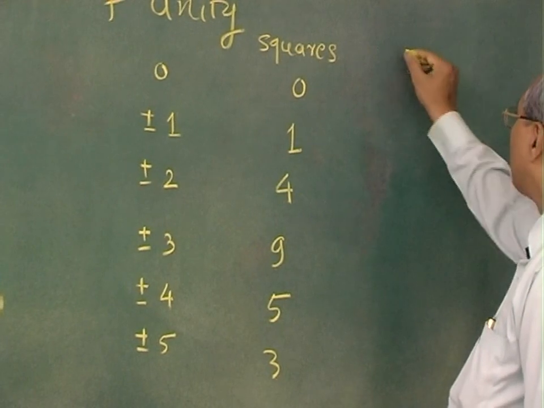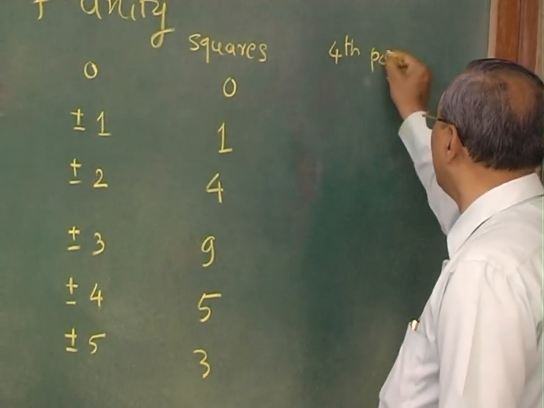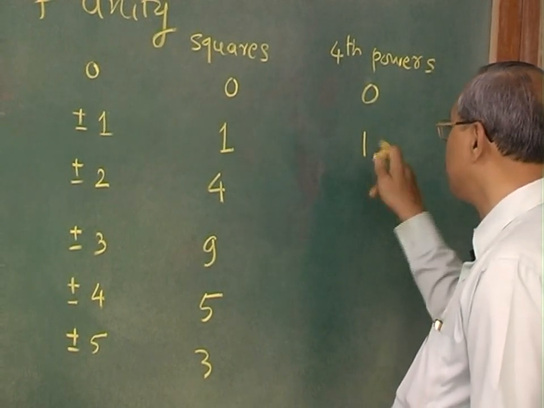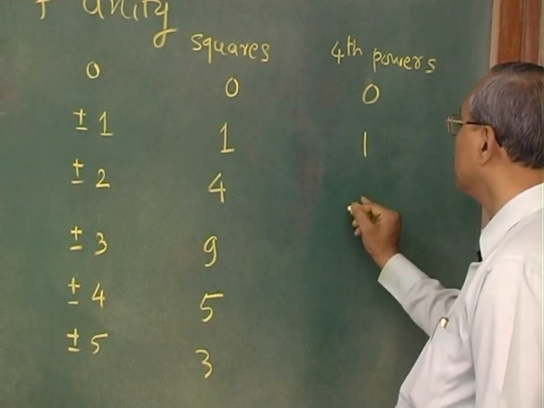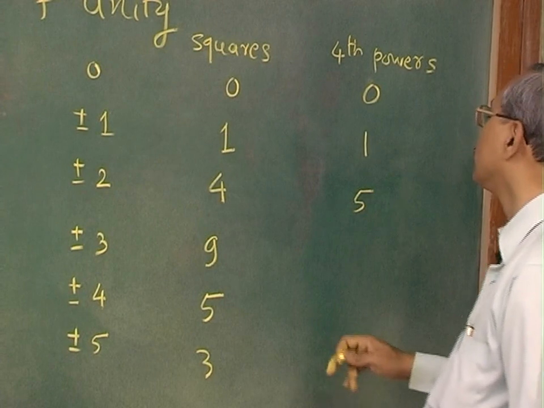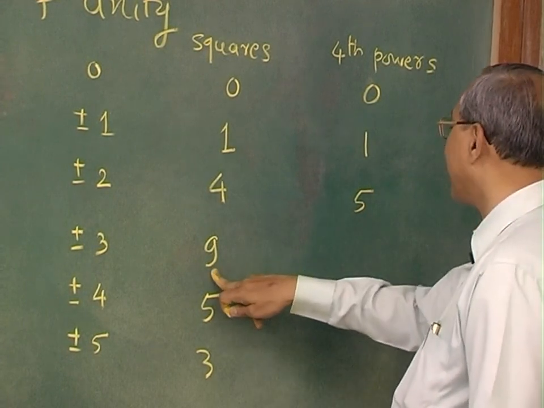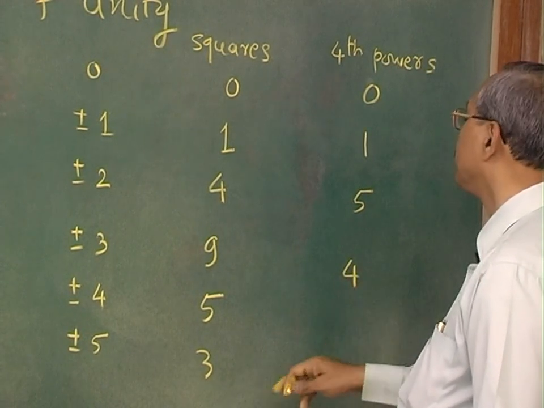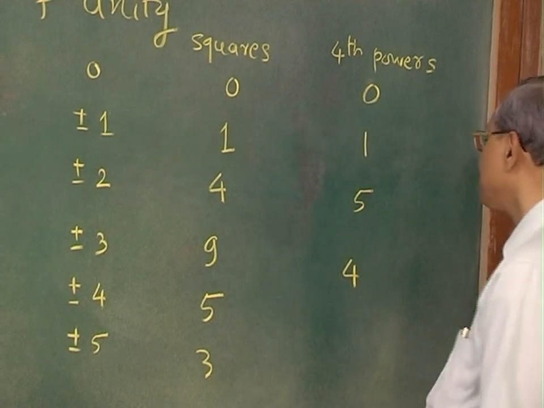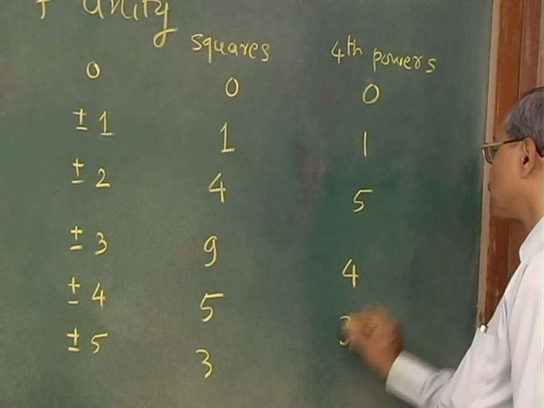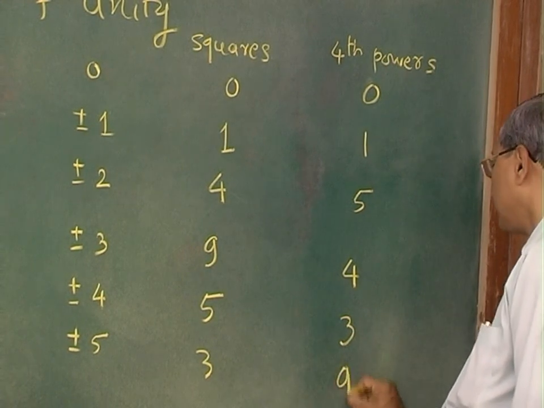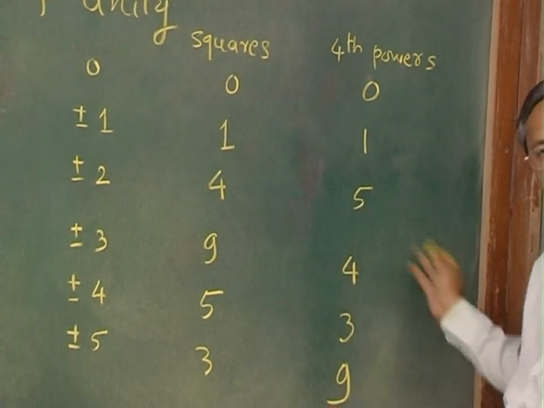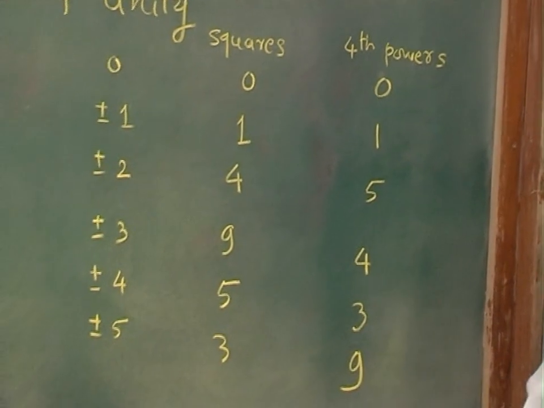And if you take fourth powers, here you get 0, 1. So the square of this you find out. So 16, that is 5. Then 9 squared, that is 81, and that is 4. Again 5 squared is 25, that is 3, and 3 squared is 9. You see that the squares and fourth powers are the same. The set of squares equals the set of fourth powers.